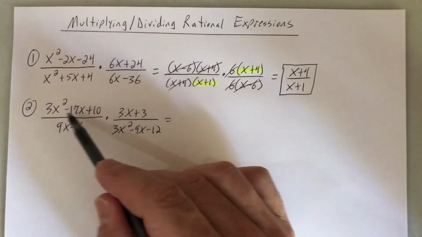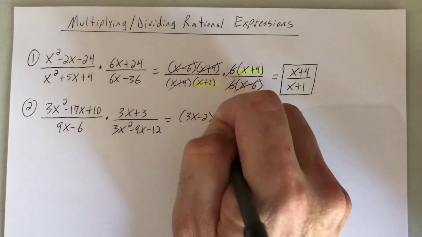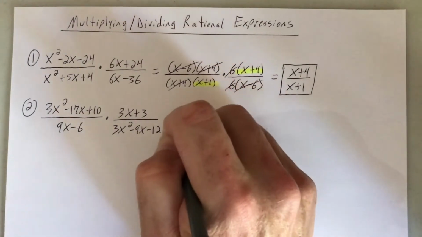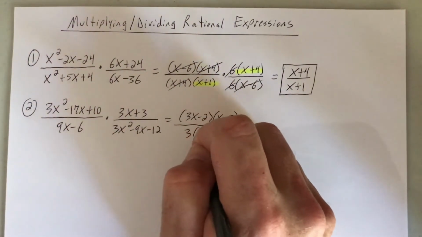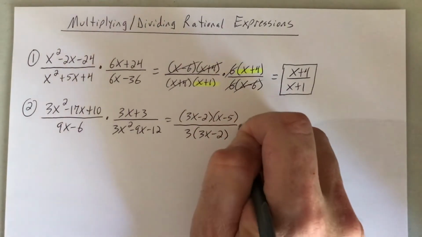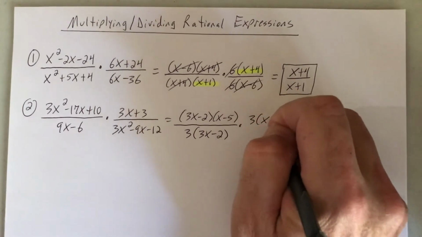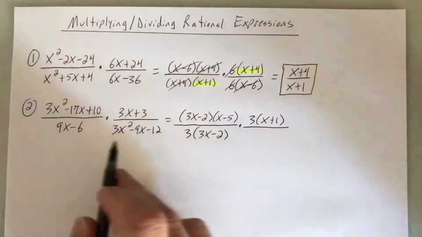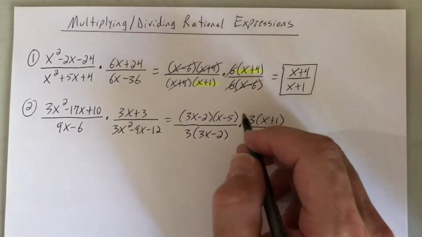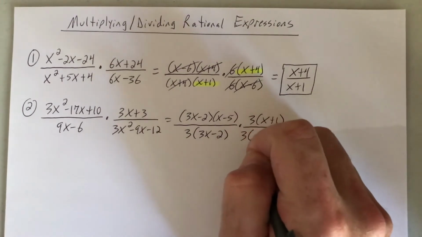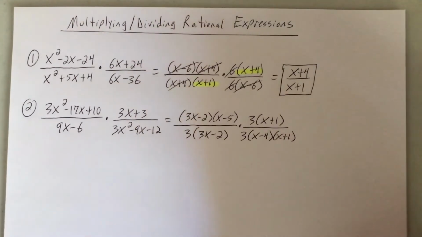When we take a look at this numerator right here, that's going to factor to 3x minus 2 times x minus 5. Then here in the bottom we just have a common factor of 3, so that's going to leave us with 3x minus 2. Here, same thing, we just have a common factor of 3, so it leaves us with x plus 1. And then 3x squared minus 9x minus 12, we could take out a common factor and then continue to factor, and it's going to wind up becoming 3 times x minus 4 times x plus 1.